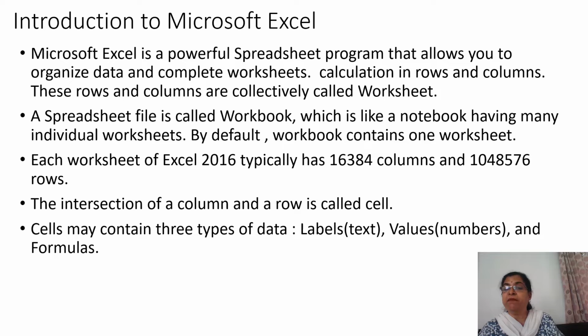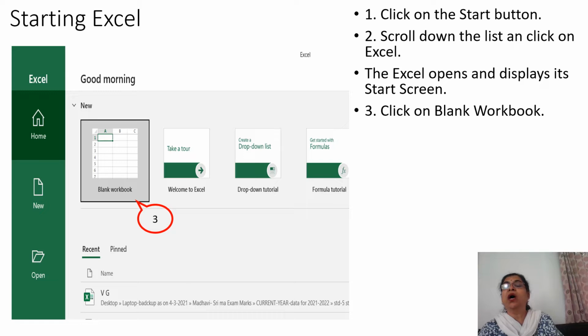Cells may contain three types of data, that is labels, that is text, values, that is numbers, and formulas. Okay, so all this we are going to learn now. How to start the Excel program? For that, you have to click on the start button.